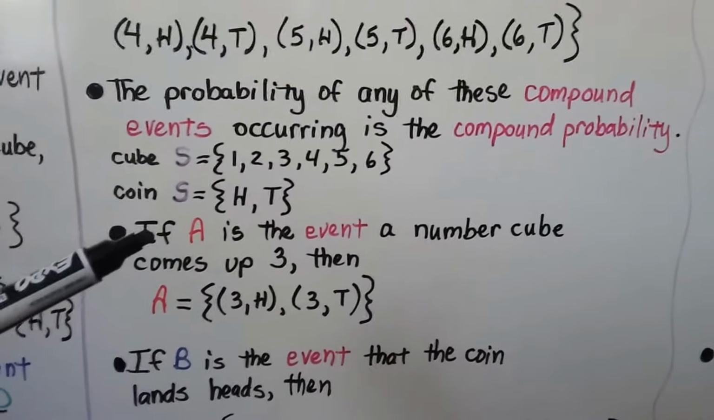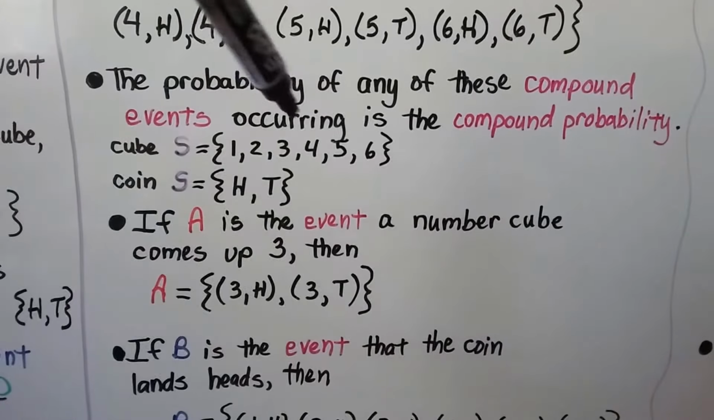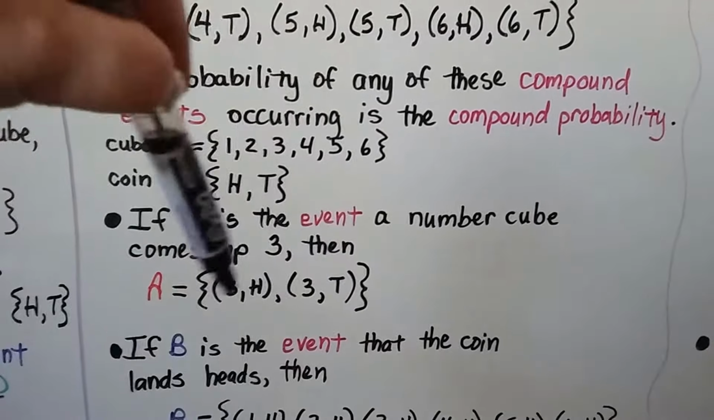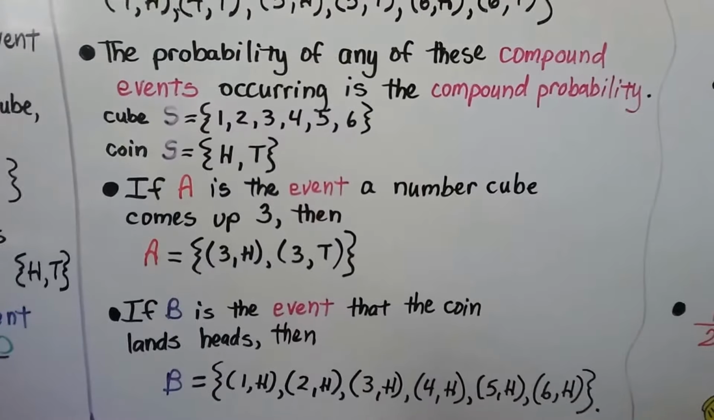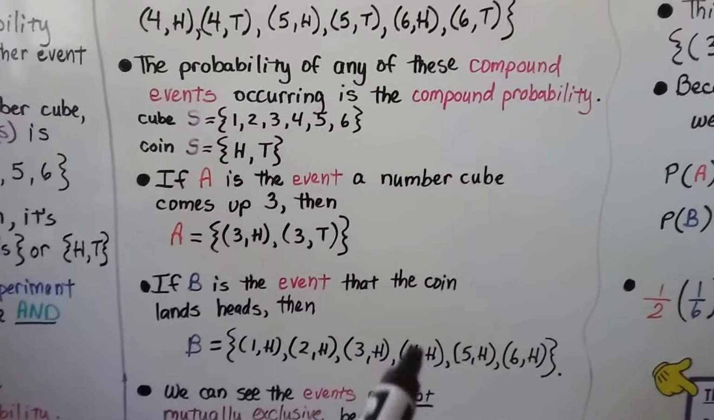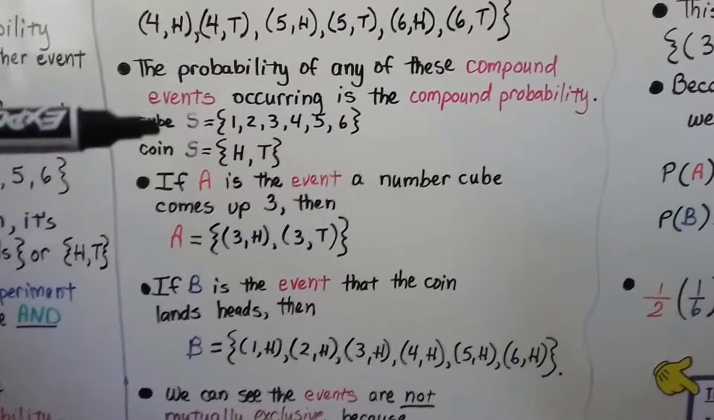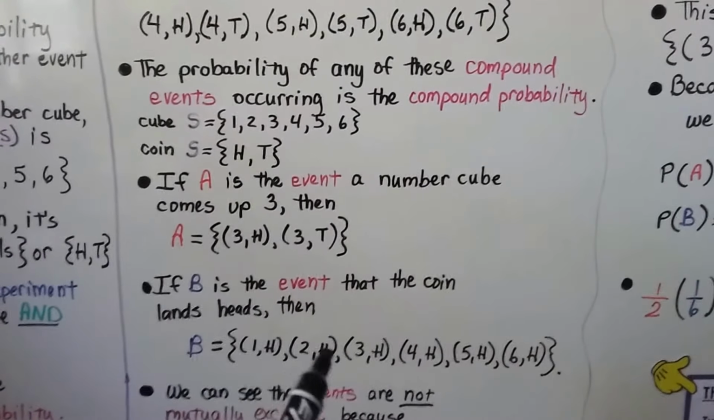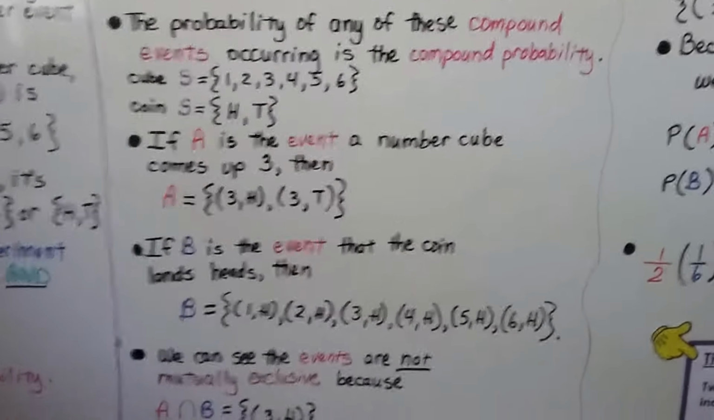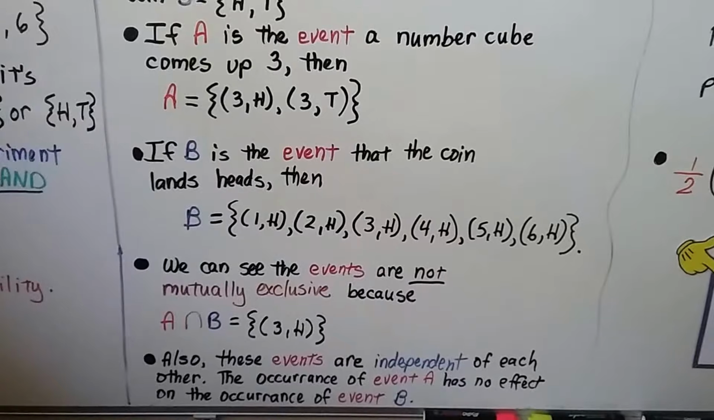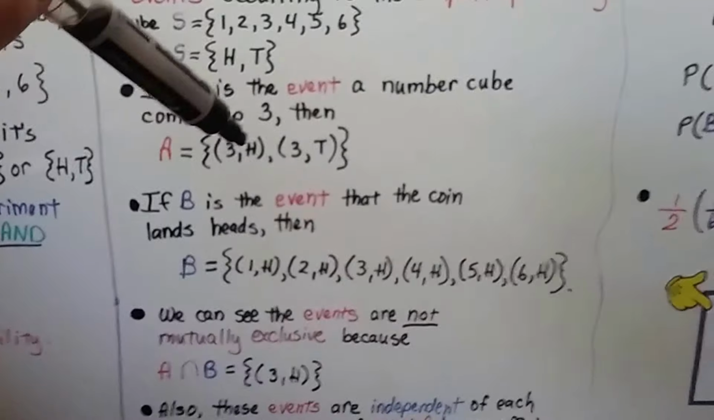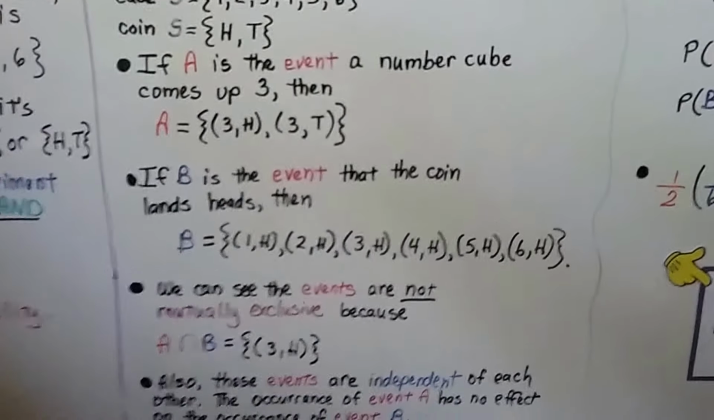Well, if A is the event a number cube comes up a 3, then our compound event would be a 3H or a 3T, for 3 heads or 3 tails. If B is the event that the coin lands on heads, then we have our 1, 2, 3, 4, 5, 6 from our cube sample space and all heads. And we can see the events are not mutually exclusive because A intersect B is 3H. So here we have a 3H, and here we have a 3H. So they're not mutually exclusive.